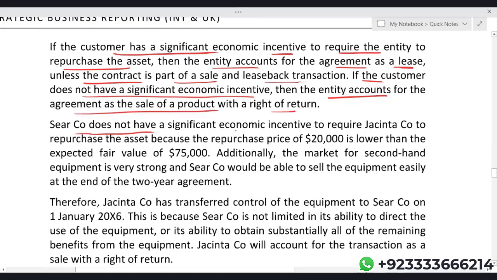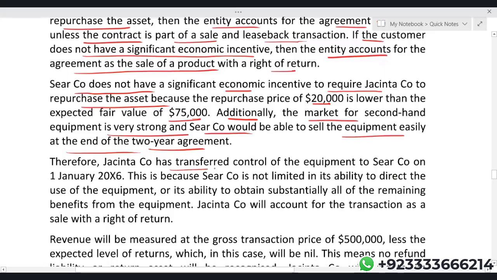Sierra company does not have a significant economic incentive to require Jacinta company to repurchase the asset because the repurchase price is only $20,000. It is lower than the expected fair value of 75. Additionally, the market for second-hand equipment is very strong, and Sierra company would be able to sell the equipment easily at the end of the 2 years agreement.